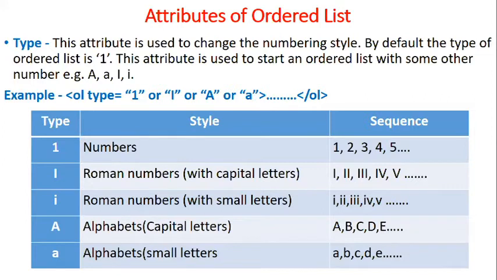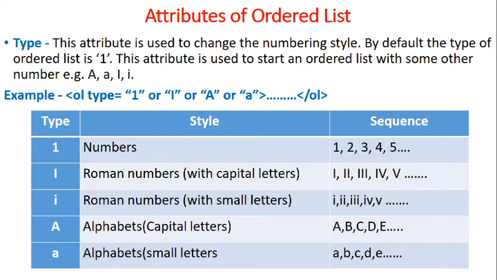As you can see in the syntax, we write the OL tag, then the type attribute, then equal to any of the values. The type attribute can contain any of these five values. By default, it is 1. If you want to change it to some other type, you can use capital A, small a, capital I, and small i. Capital I is for Roman numbers with capital letters, small i for Roman numbers with small letters, capital A for alphabets with capital letters like A, B, C, D, E, and small a for alphabets in small letters like small a, small b, small c, etc.